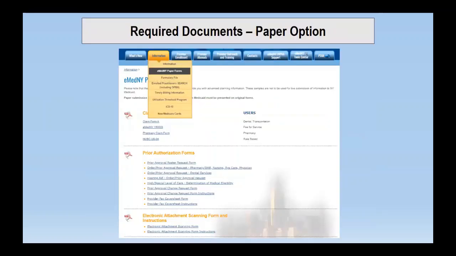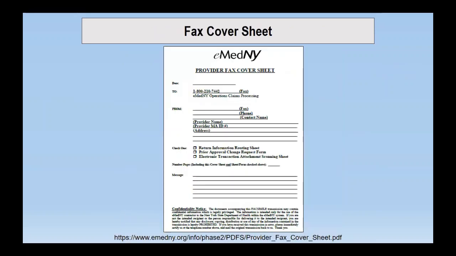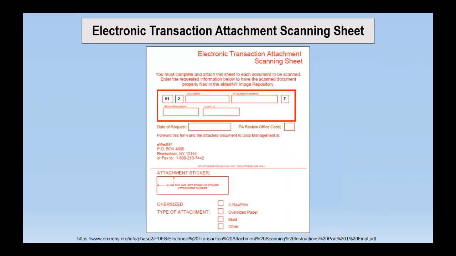If supporting documentation is going to be faxed, you will need to obtain the fax cover sheet form and the electronic attachment scanning form from the eMedNY website. The forms can be found by clicking on eMedNY Paper Forms from the Information tab. Please refer to the fax cover sheet instructions and complete the fields on the provider fax cover sheet. Please refer to the electronic attachment scanning form instructions to complete the electronic transaction attachment scanning sheet.